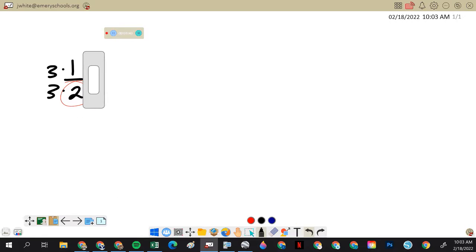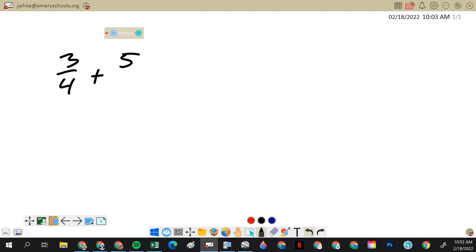Okay. What about 3/4 plus 5/6? I could just multiply the 4 and the 6 together and get 24. But is there a smaller number that 4 and 6 both go into? 12. So how do we find least common multiples? How do we know that 12 is the smallest number that 4 and 6 go into?